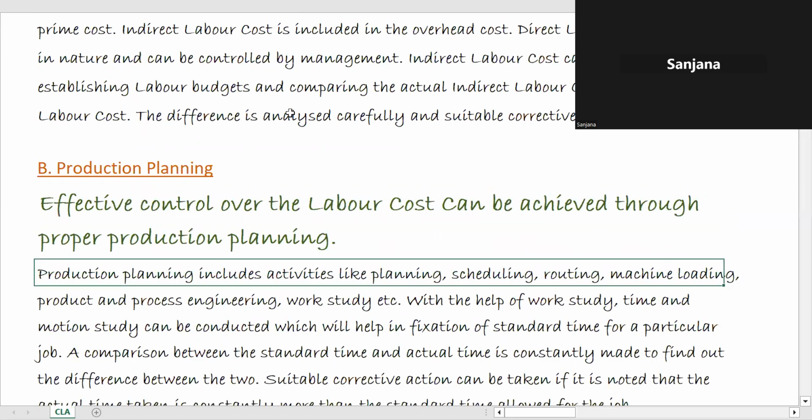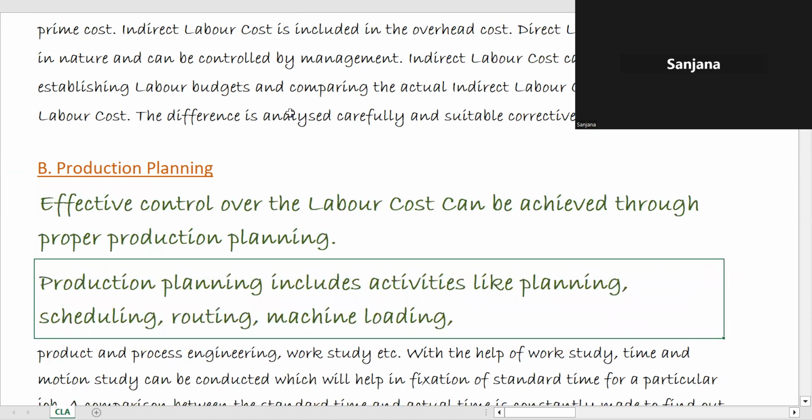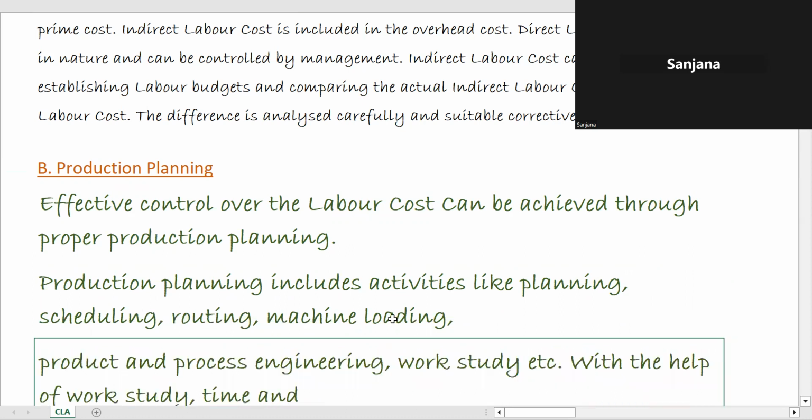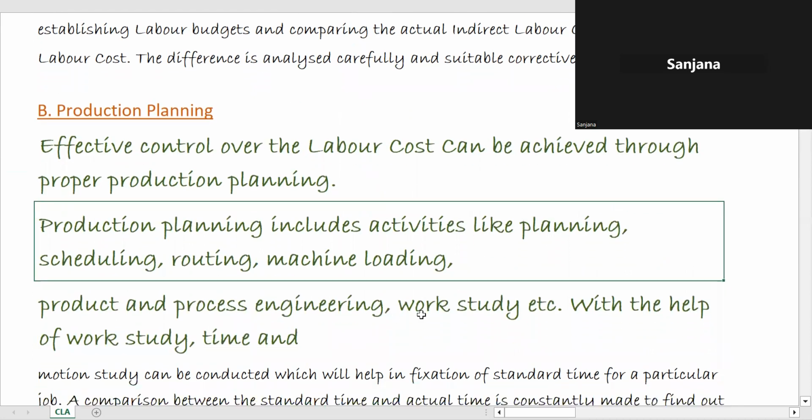What are production planning activities? These things come under production planning: scheduling, routing, machine loading, etc., work study and all that. Your main things are planning and scheduling. Scheduling is, after one production is over, which production will happen next. There will be many things in the queue, so everything will be scheduled. It's done again using computers.